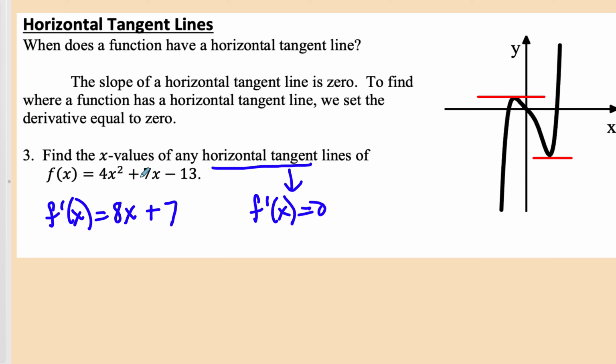Well, this is a parabola. In fact, it's a parabola that goes up. So really the only place where it's going to have a horizontal tangent is right here at the turning point. Let's see if we can go ahead and find it.